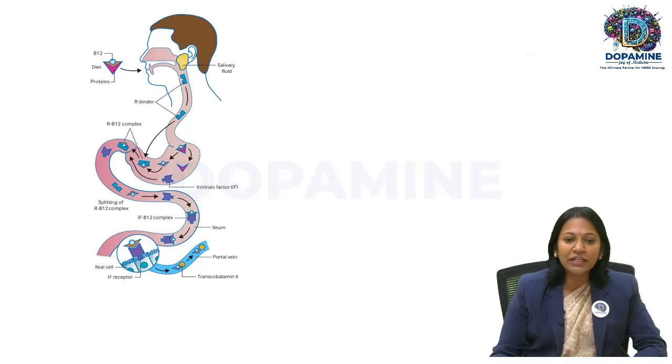In the portal circulation, transcobalamin 2 carries this vitamin B12 all along the circulation. So this is the mechanism, and with any problem in intrinsic factor synthesis or any problem in absorption of this vitamin B12 through the intrinsic factor receptor, the person can have a B12 deficiency in addition to the dietary deficiency.